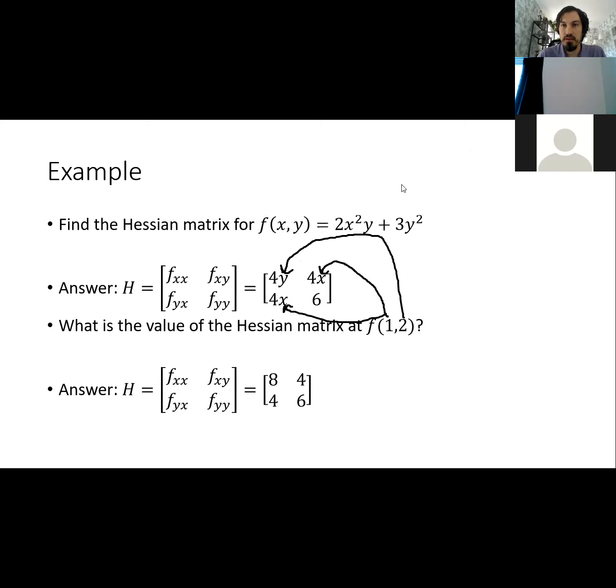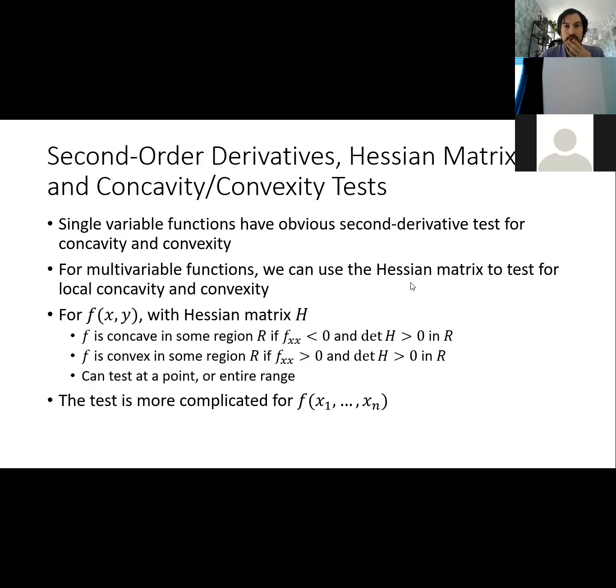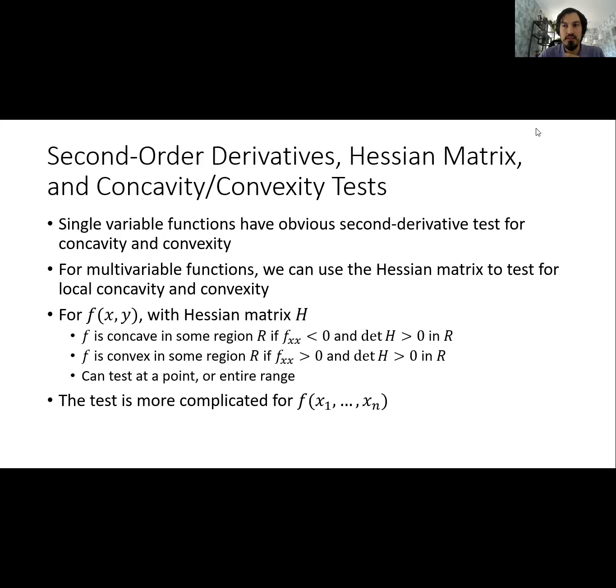I want to clear my drawings. Okay. Next slide. This slide is about concavity and convexity of a function.